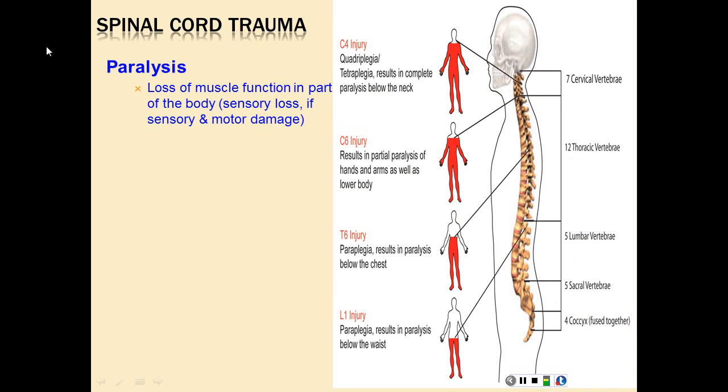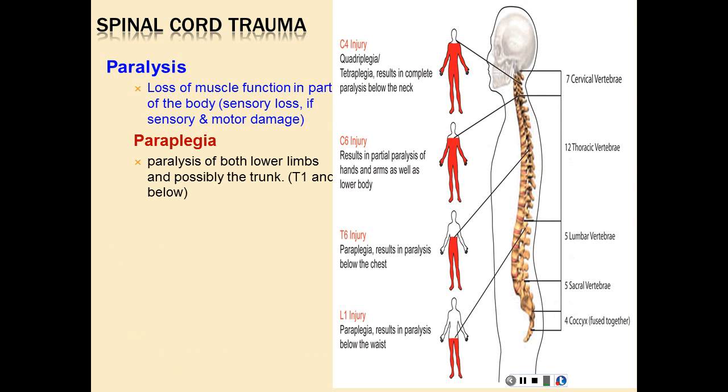Here we have paralysis. Paralysis is a loss of muscle function in part of the body. We have sensory loss if the sensory or motor divisions are damaged. Paraplegia. Now, paralysis is basically a general term. I wanted to bring that in. It's just a general term to describe the loss of movements or sensations following damage to the nervous system. Now, knowing the precise level of the injury is helpful in predicting which parts of the body would be affected by paralysis or loss of the functions.